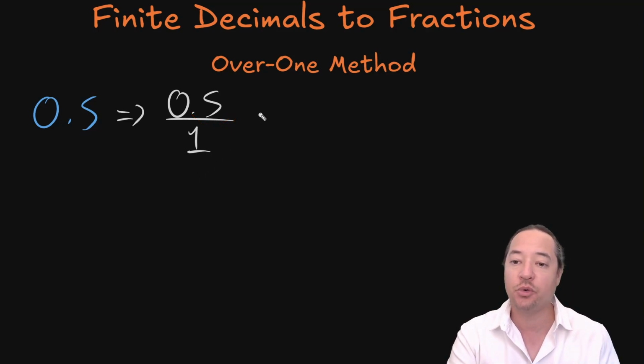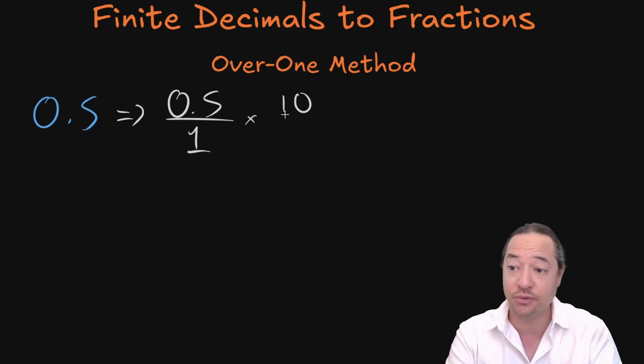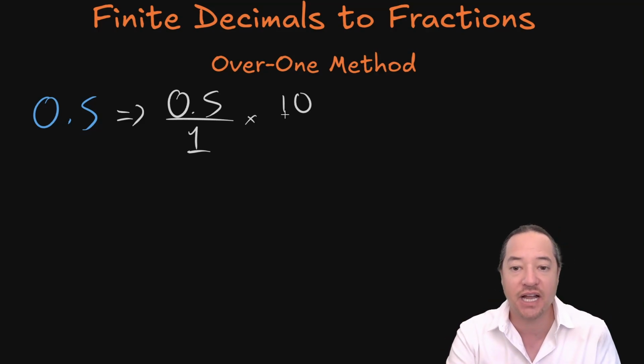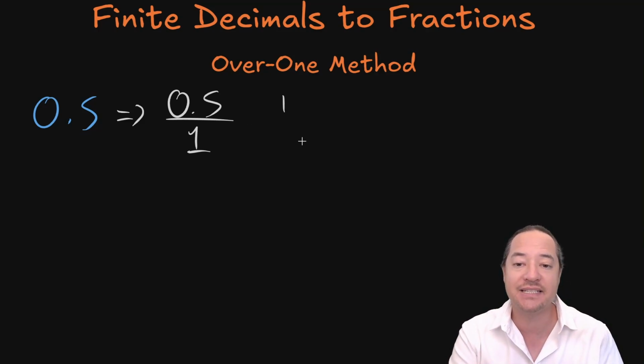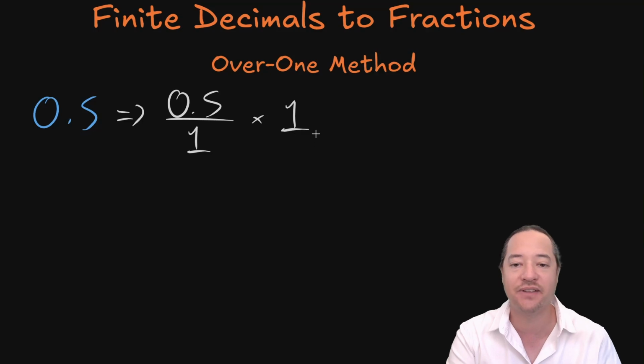So how do we do that? Well, we're going to multiply it by 10. So we want to multiply this fraction by 10. But if we just multiply by 10, then we're going to change the value of 0.5. It's going to be 5, right? That's not the same as 0.5. So to preserve the value, we don't multiply by 10. Instead, we multiply by 1, okay? Because any number multiplied by 1 is the same number, right? 1 is the multiplicative identity.